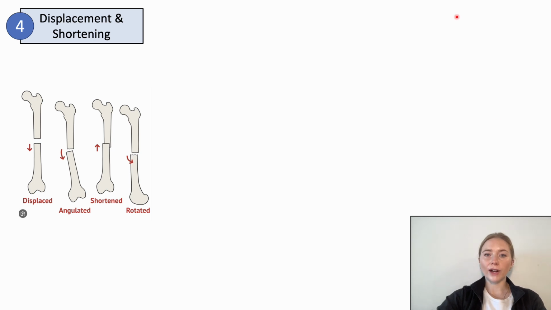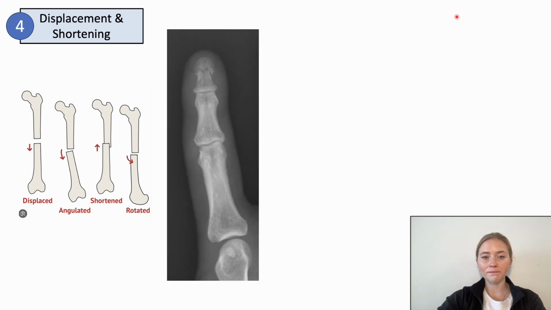Another way to describe fractures is based on displacement, which indicates how much the fracture has caused misalignment in the contour of the bone. A non-displaced fracture indicates that the bone is still well aligned and will heal in anatomic position. An example of that is shown here. So there is a tuft fracture in the distal phalanx, but it is non-displaced.